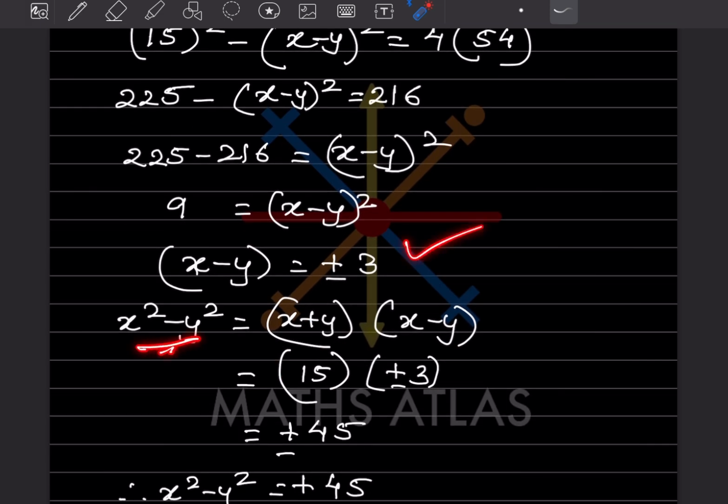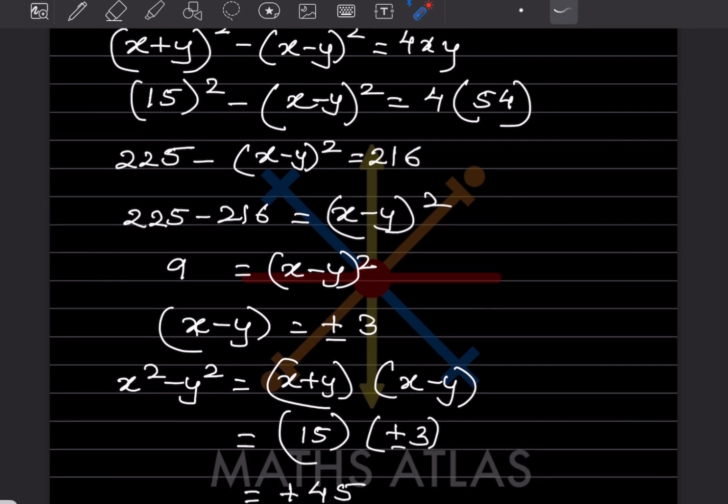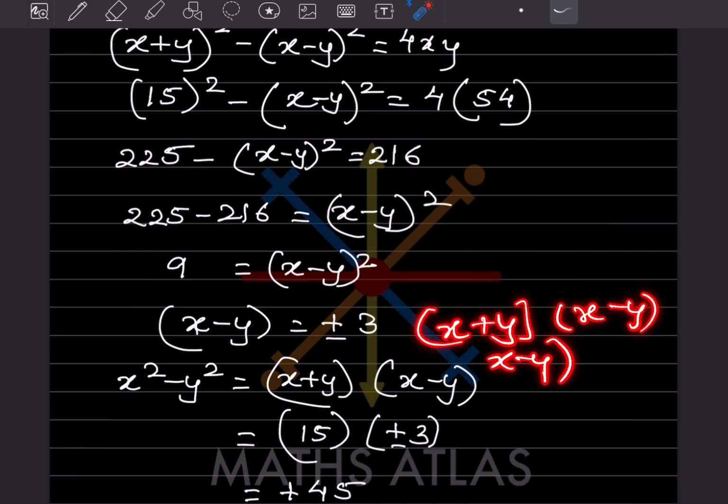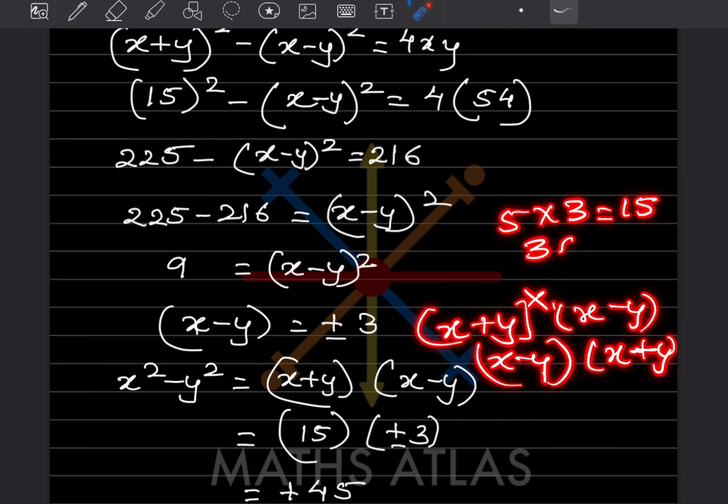x square minus y square is in the form of a square minus b square, that is a plus b and a minus b. So x square minus y square is x plus y, x minus y. You can also write x minus y, x plus y, both are the same, because this is the multiplication in between. Either we write 5 into 3, that is 15, or 3 into 5, that is also 15. So you can write either way.